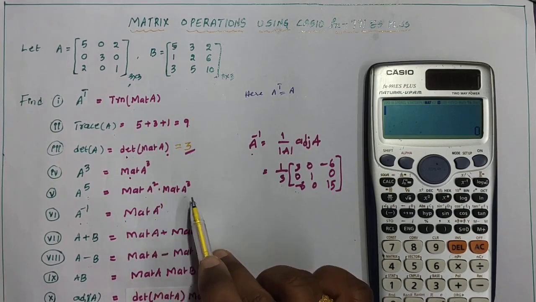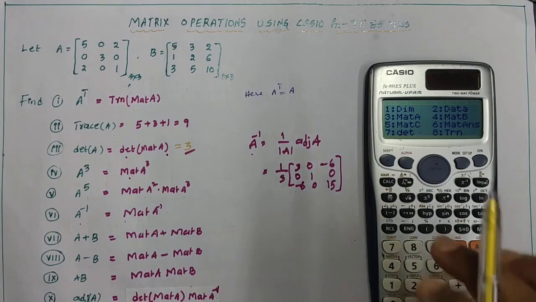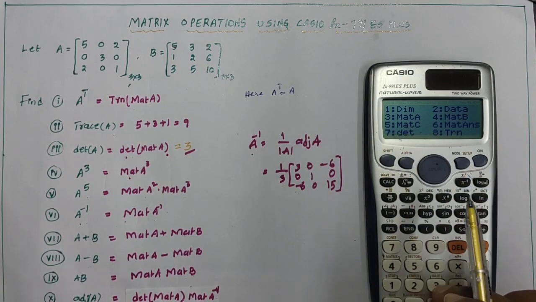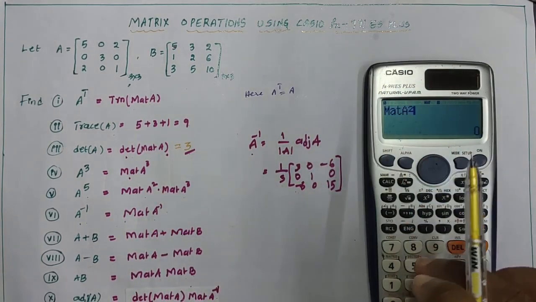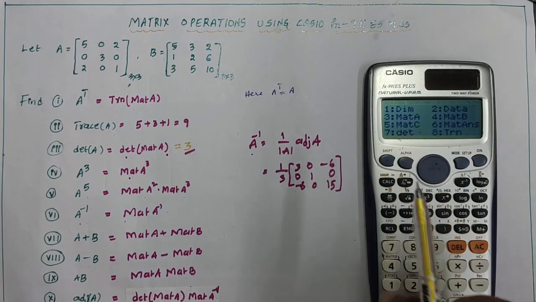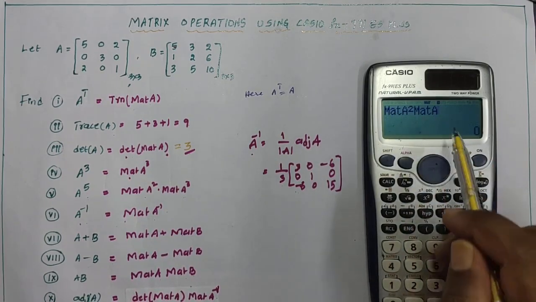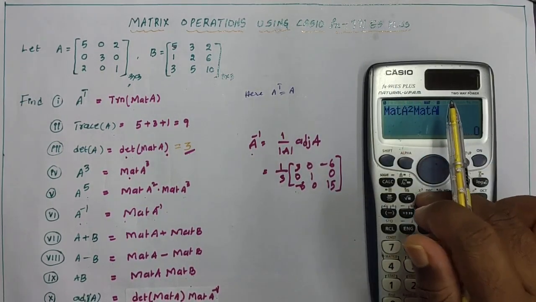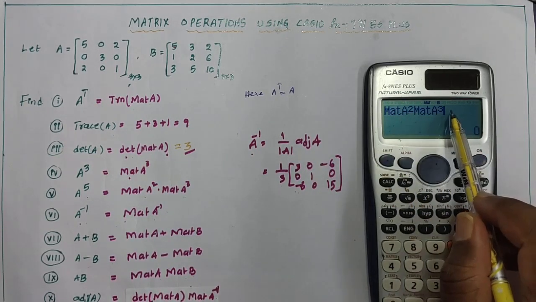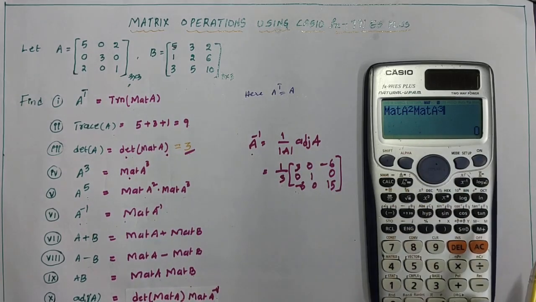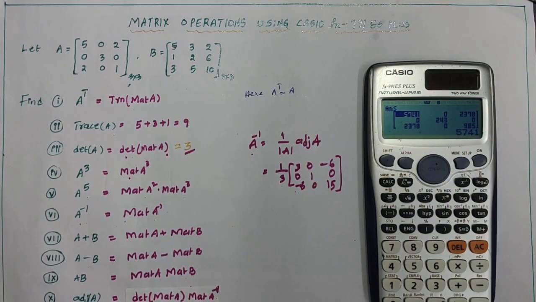Now I am typing Mat A square into Mat A cube in the calculator. Shift 3, x square, Mat A square. Now once again I am going to the matrix operation mode by pressing Shift and button number 4. 3, Mat A square into Mat A cube. Shift, Mat A square into Mat A cube. Bases are the same, so we can add the powers. That means Mat A to the power 5. Now I am pressing equal. These are the elements of A to the power 5.